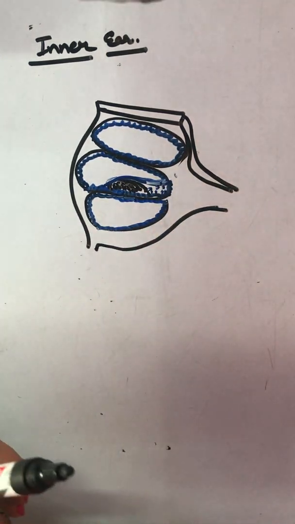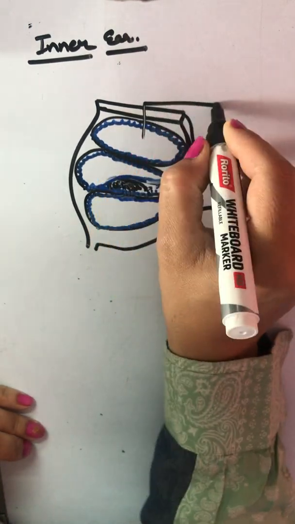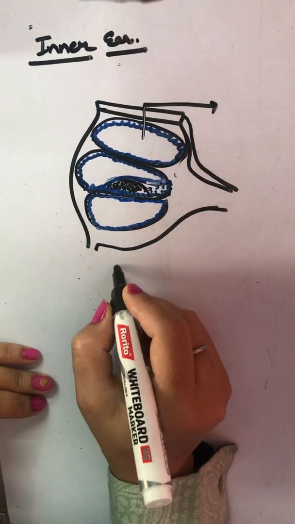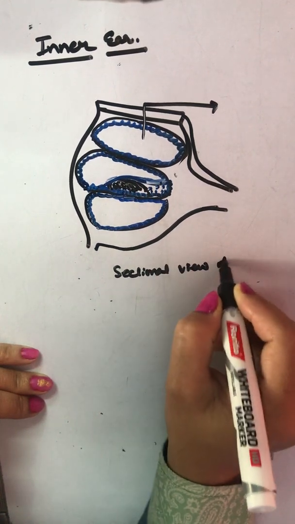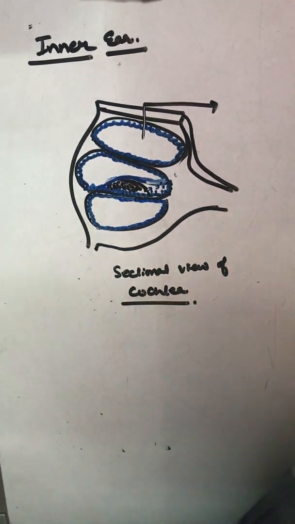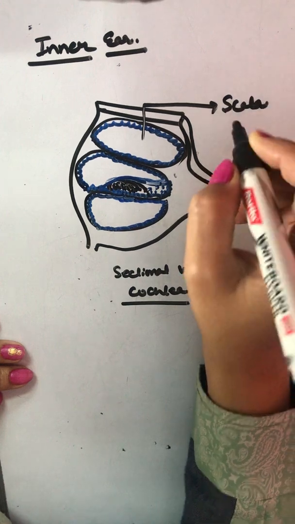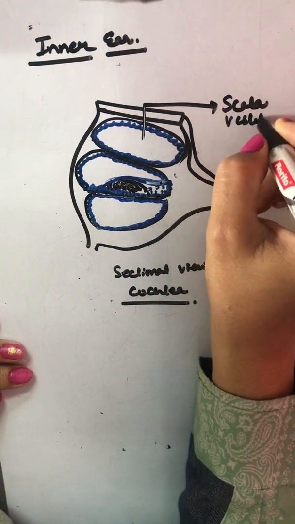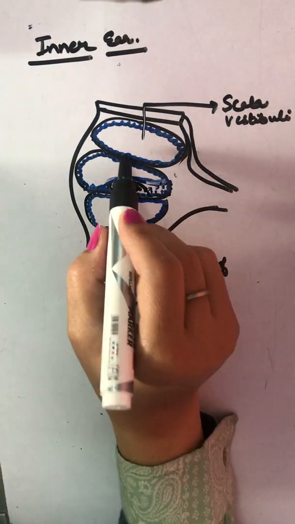Now let's label it and get to know what all we have drawn. This upper part is the sectional view of the cochlea, that means the inner view. It's important, children. The upper part is scala vestibuli.